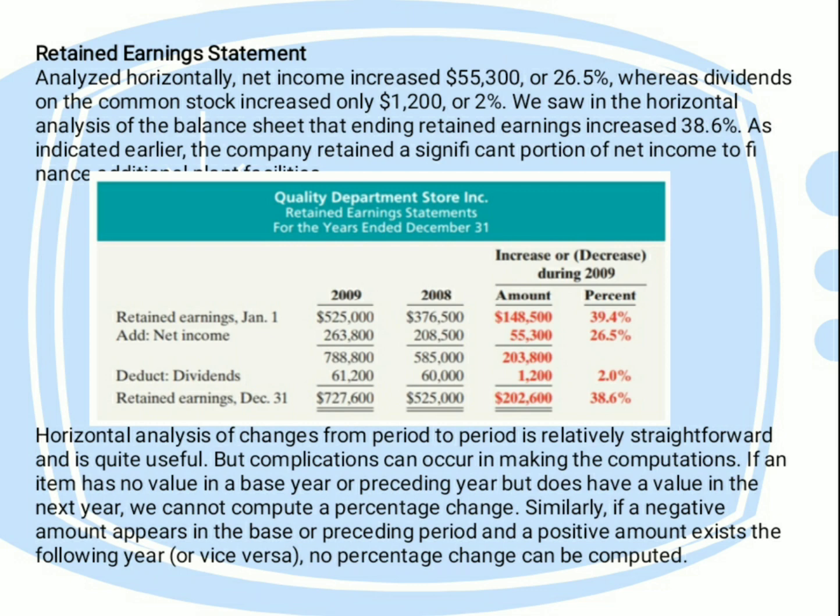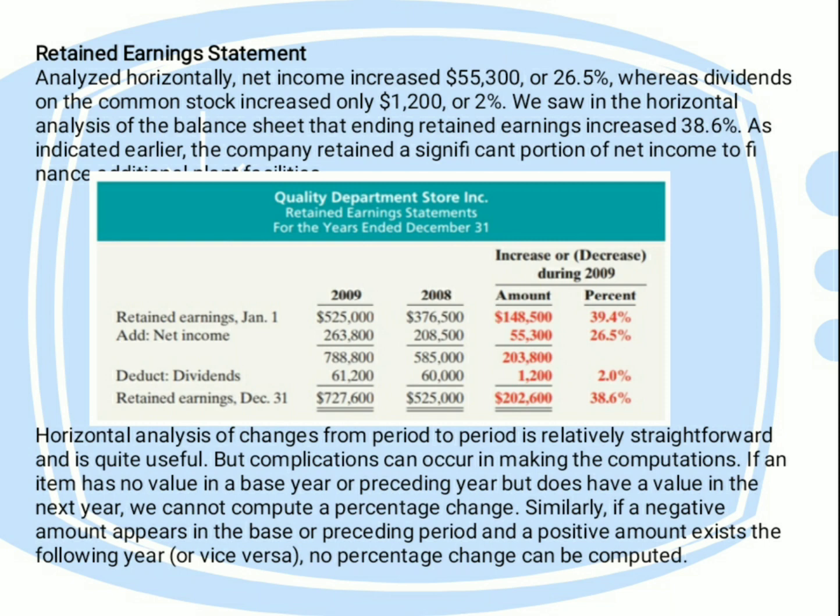Retained earnings statement. Analyzed horizontally, net income increased 55,300 or 26.5%, whereas dividends on the common stock increased only 1,200 or 2%. We saw in the horizontal analysis of the balance sheets that ending retained earnings increased 38.6%. As indicated earlier, the company retained a significant portion of net income to finance additional plant facilities.